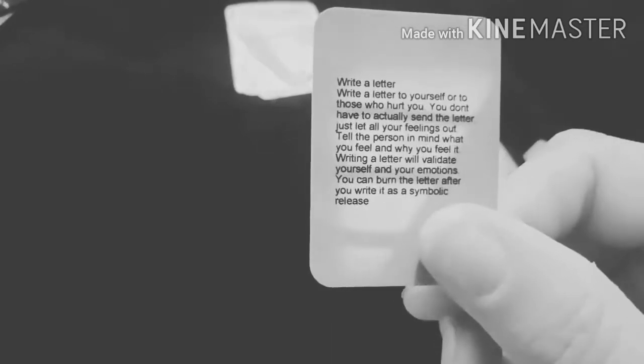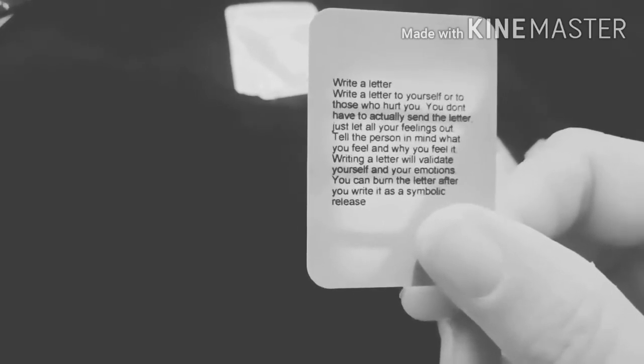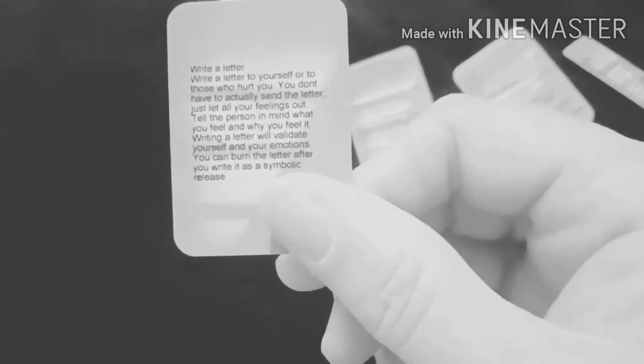Alright, let's look at your shadow messages. Write a letter. Write a letter to yourself or to those who hurt you. You don't have to actually send the letter. Just let your feelings out. Tell the person what you feel and why you feel it. Writing a letter will validate yourself and your emotions. You can burn the letter after you write it as a symbolic release. This is like a burning ritual in tarot.